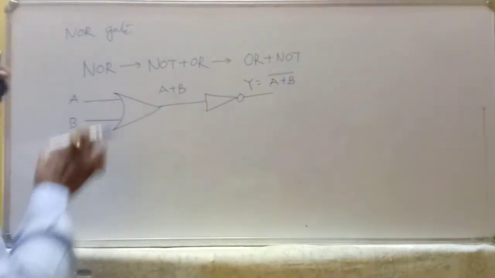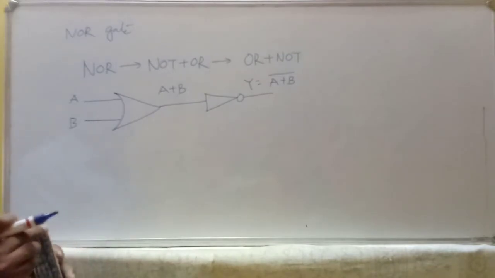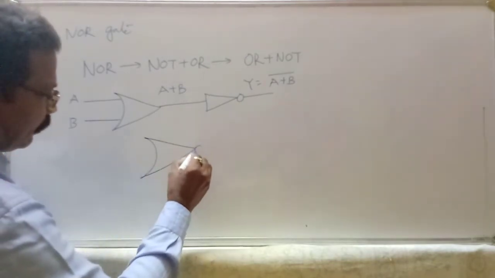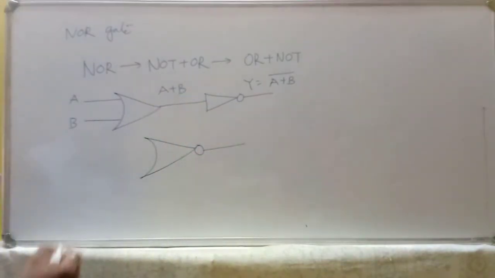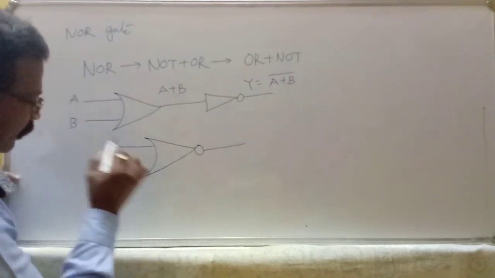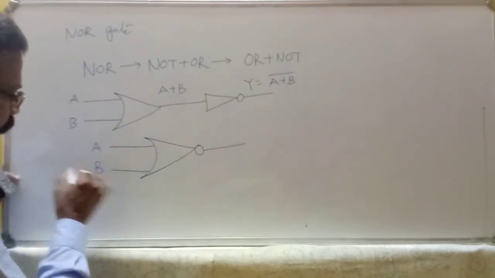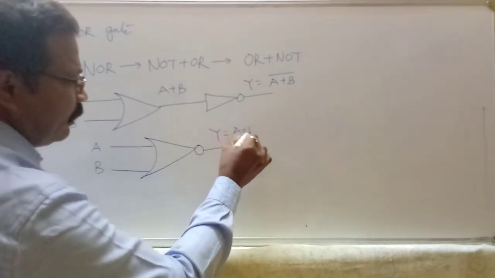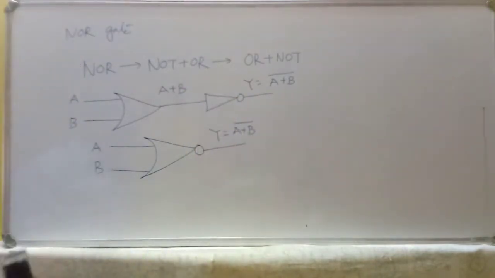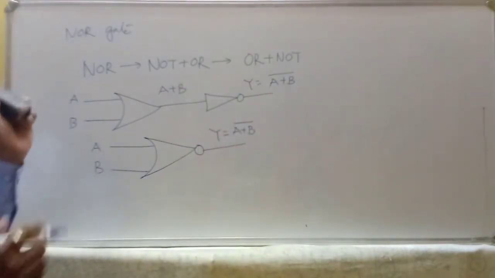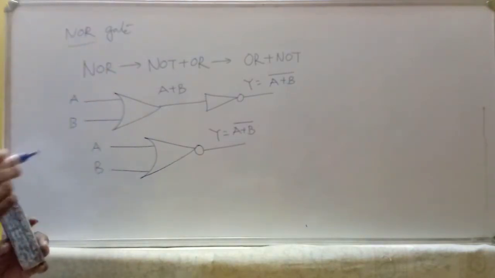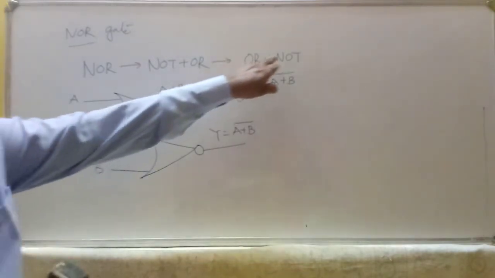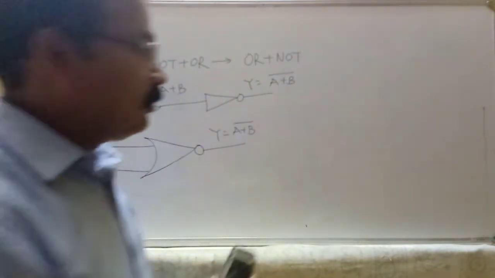This entire circuit of the NOR gate can be symbolically represented like this. It has two or more inputs and one output, (A plus B) complement. So the NOR gate is the inversion of the OR gate. It is the combination of OR gate and NOT gate, OR gate plus NOT gate.